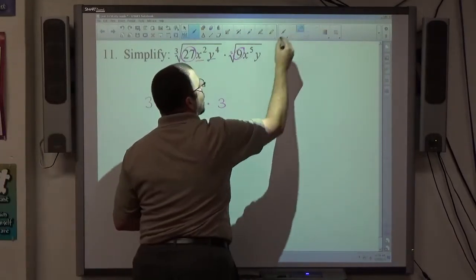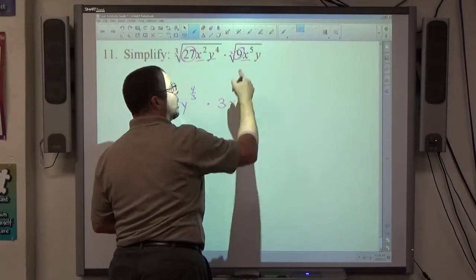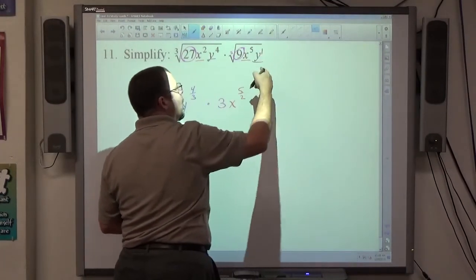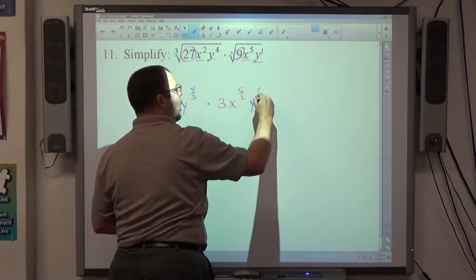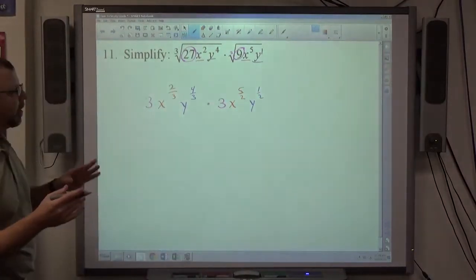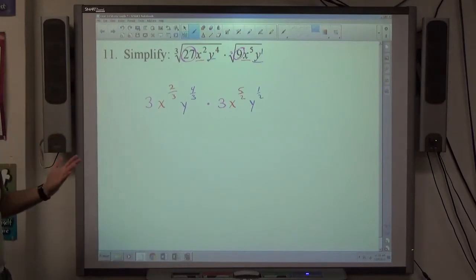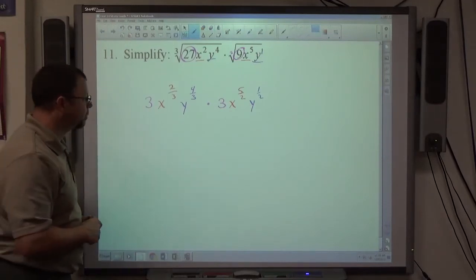As far as x and y are concerned, this x is to the 5th power. It's being taken to square root, so 5 halves. The y is to the 1st power as a square root, so y to the 1/2 power. So every letter, you're going to take the power inside divided by the root outside. If those fractions happen to reduce, you should reduce them, but they don't.